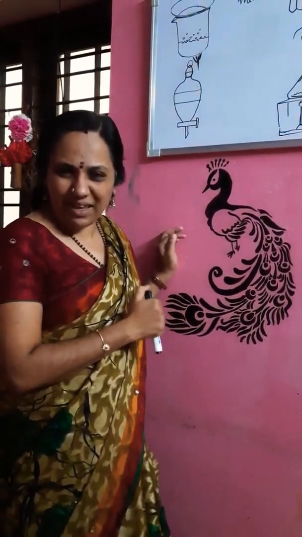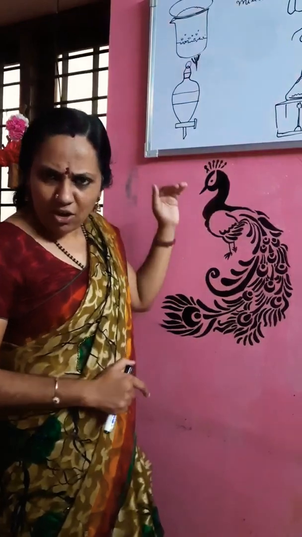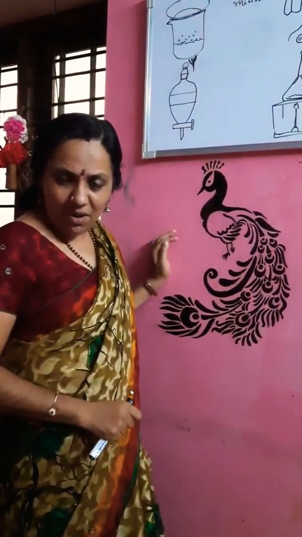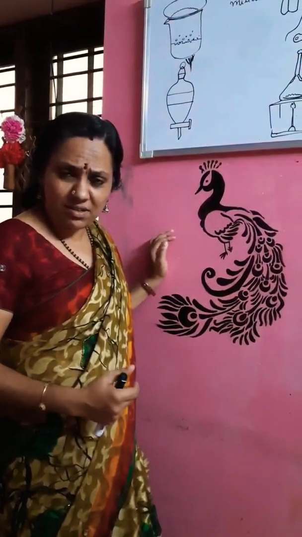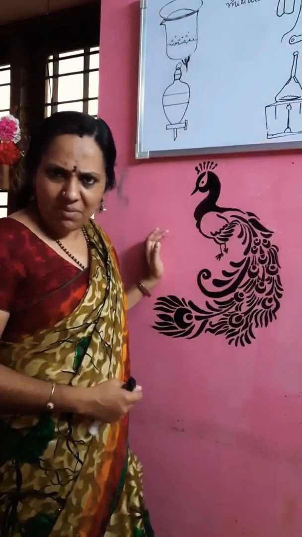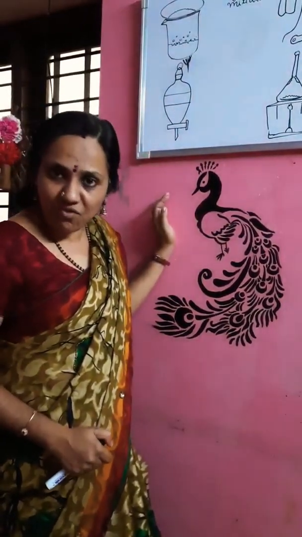So this is nothing but another form of sedimentation and decantation. What is sedimentation? Allowing it to settle for some time, so that two separate layers are formed. What is decantation? Separating the components. It is the same method, but here we are using a special technique called a separating funnel.